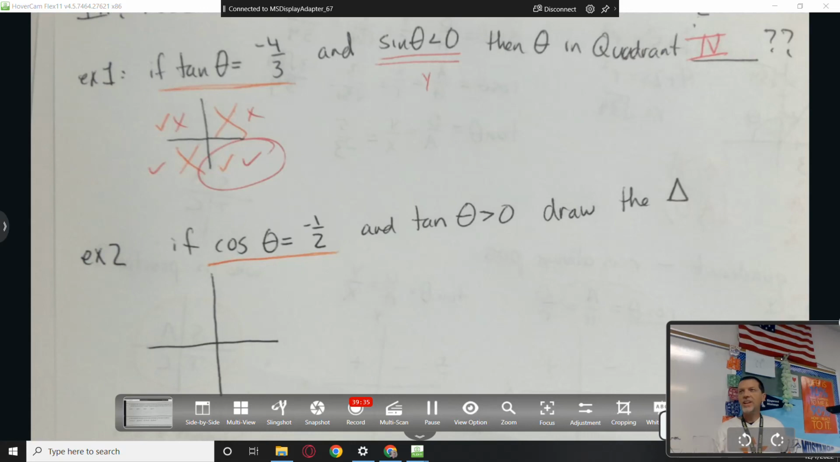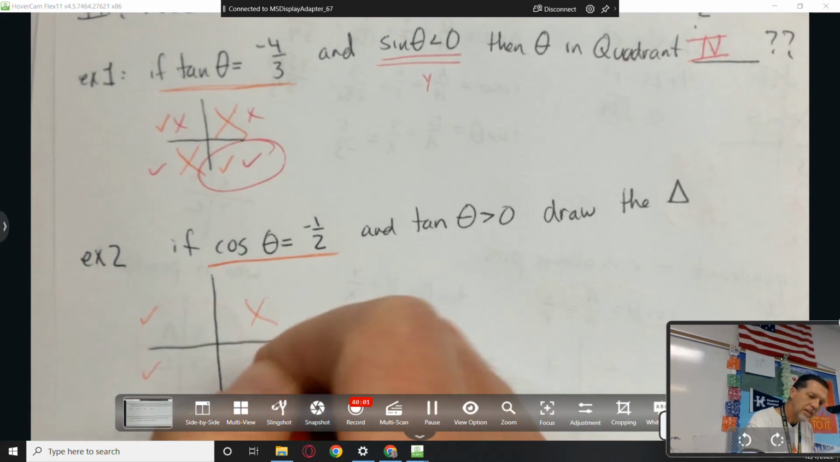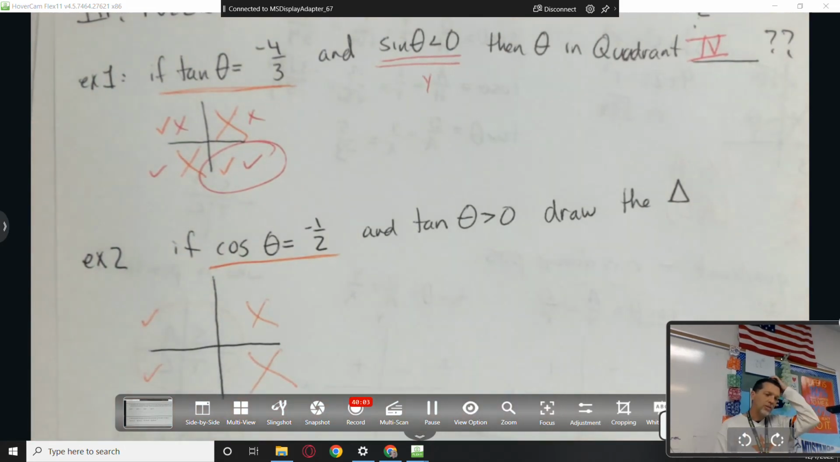So where's cosine negative? How about just second and third? Everybody's positive in the first. The left is the best answer because cosine goes with x, so it's negative on the left. That is the best way to think of it, and that's really going to help later if you think of it that way. Cosine goes with x, so it's negative on the left. So I'm definitely out on the first two quadrants. I'm in the second or third. I don't know which one yet.